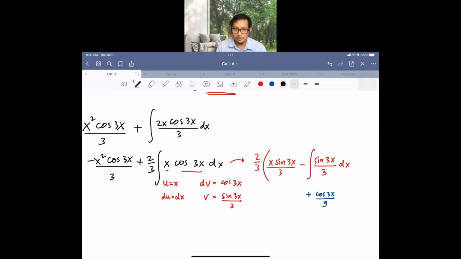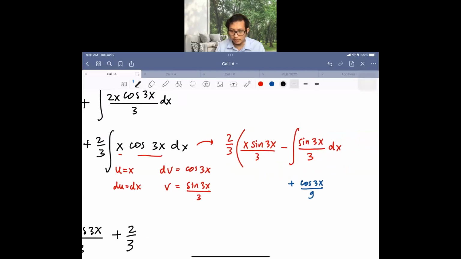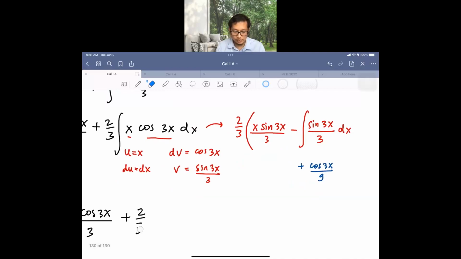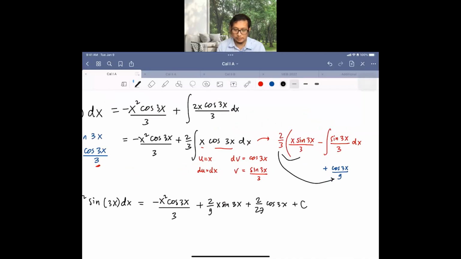So we could write the whole integral. Let me write the equation. This will be equal to negative x squared cosine 3x over 3 plus 2 over 3 multiplied. Let me write this as 2 over 9 x sine 3x, and then plus 2 over 27 cos 3x plus c.